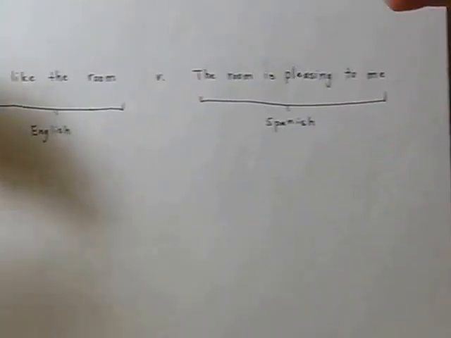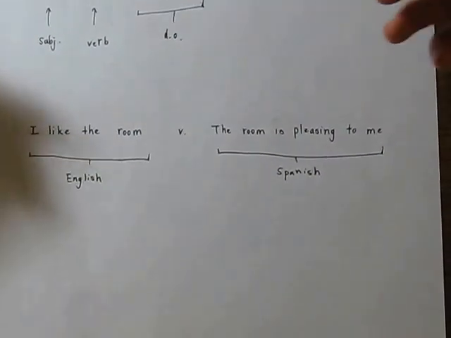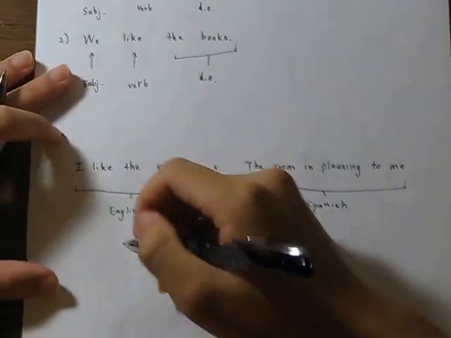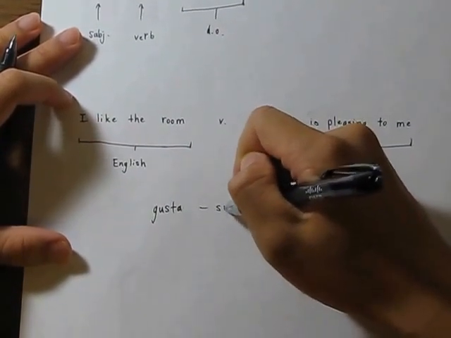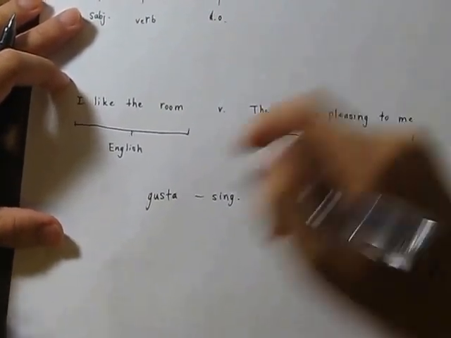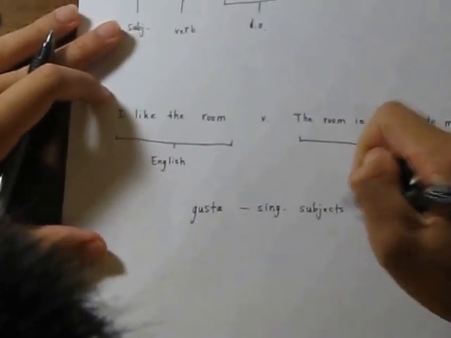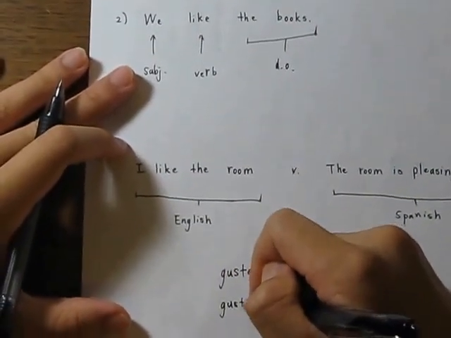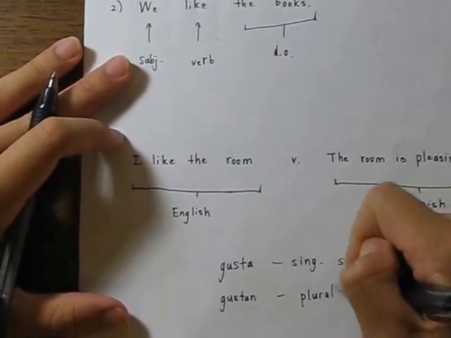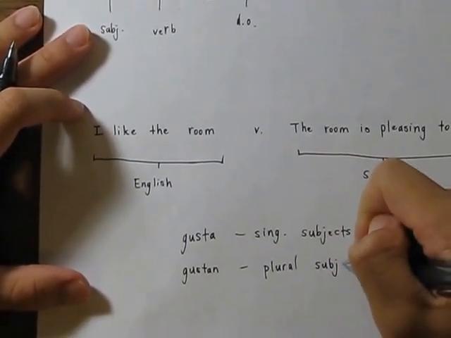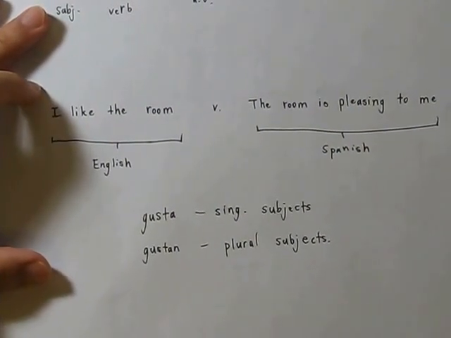Thus, the only two forms that the verb gustar can take is gusta for singular subjects, or gustan for plural subjects. So let me just jot that down. Gusta, this is for singular objects, or subjects, sorry. And you have gustan, which is for plural subjects. So with that in mind, let's move on to do a couple of examples.